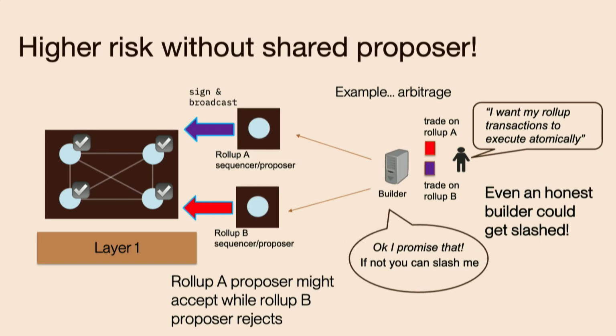There's much higher risk without a shared proposer. You can imagine that a builder would try to make the same promise to a user interacting with two different siloed rollup sequencers, but rollup A's sequencer or proposer might accept its transaction while the rollup B proposer rejects it. So there's no real way for this external builder to make this promise unless there is coordination.